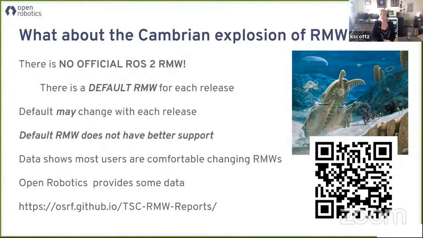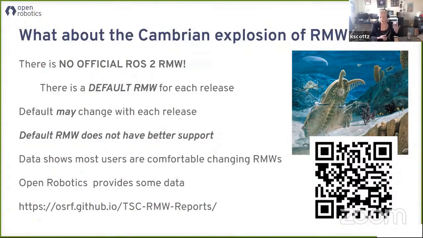Another thing that I hear a lot about ROS2 transitions is people still being leery about DDS and ROS middlewares. The thing I hear most often is, well, what's going to be the next default ROS2 middleware? Or what's going to be the next official ROS2 middleware? And the general consensus is there is no official ROS2 middleware. There are defaults for each release, and those defaults may change between releases. And people seem to believe that the default RMW has better support, and that's really not true. We try to support all of the tier 1 RMWs out there.